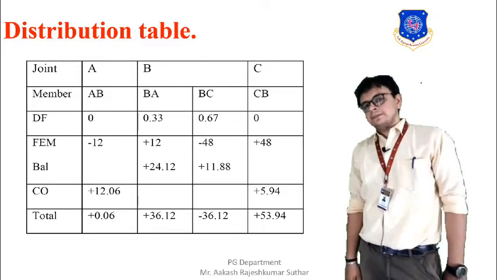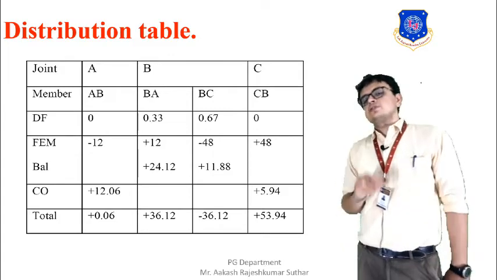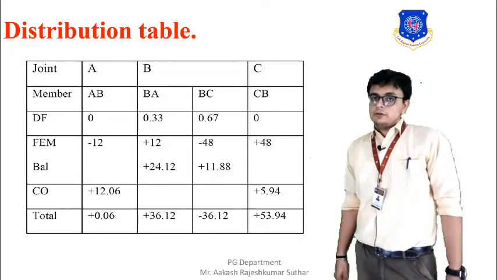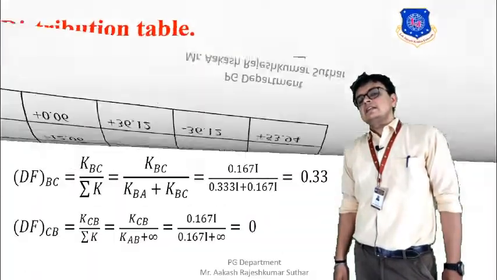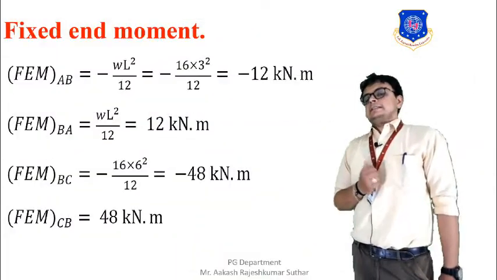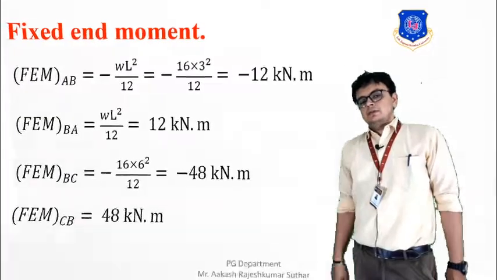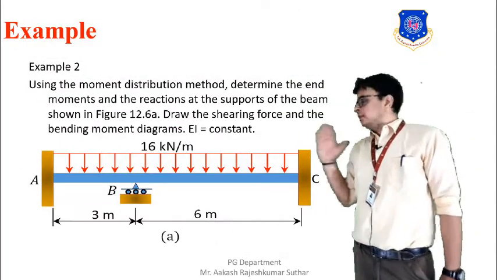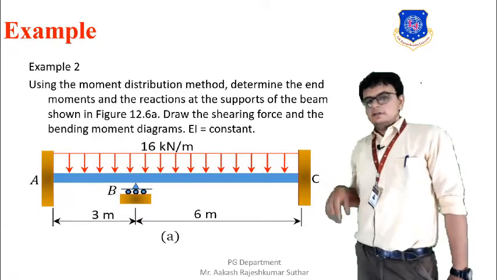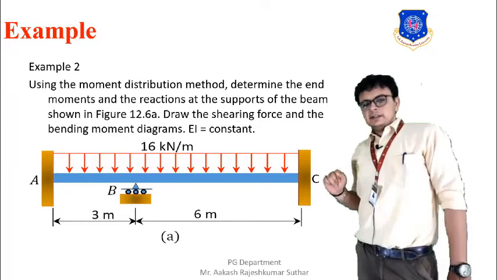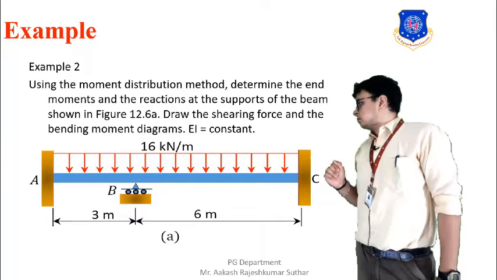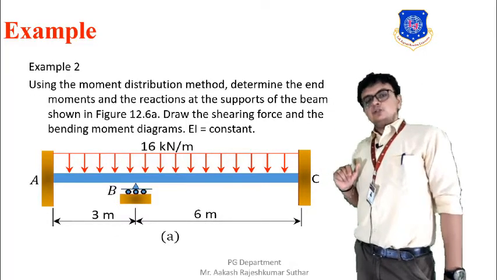You can see over here. In the moment distribution table, the first row will be of the joints. From the figure we can see that there are only 3 joints, A, B and C. Joint B is located eccentrically, so we have to consider that also for our calculation.